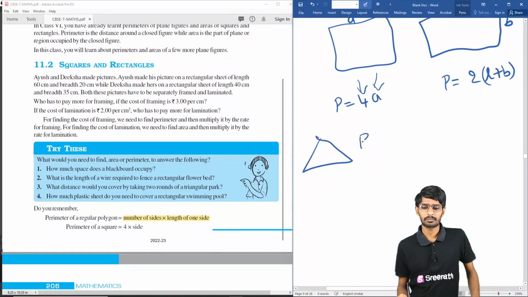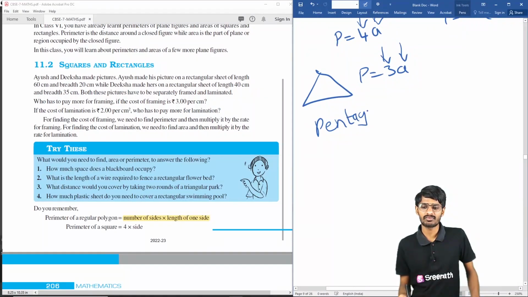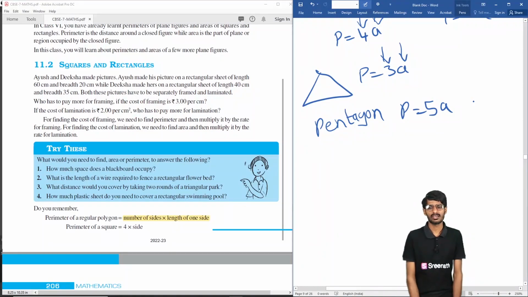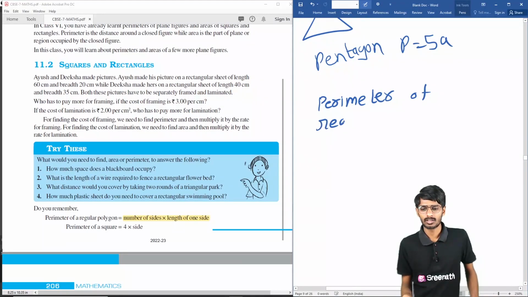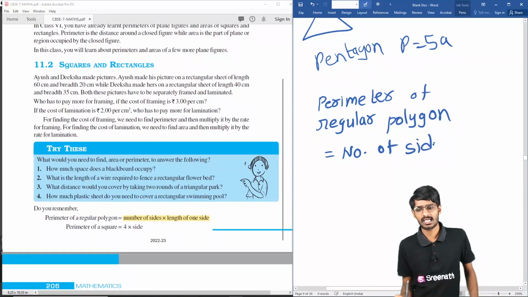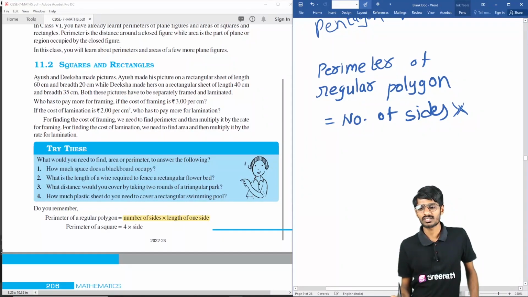For an equilateral triangle, the perimeter is 3 into a, where 3 is the number of sides and a is the length of a side. And for a regular pentagon, which has 5 sides and the length of each side is the same, it is 5a, like that, students. So the common formula for the perimeter of a regular polygon, which means all sides are equal, is nothing but the number of sides. How many sides does it have? If it is a square, it has 4 sides. If it is a triangle, it has 3 sides. Number of sides into the length of each side, or the length of one side.